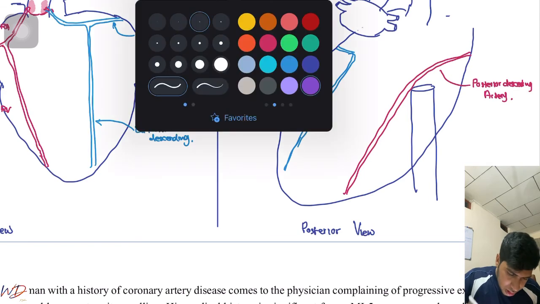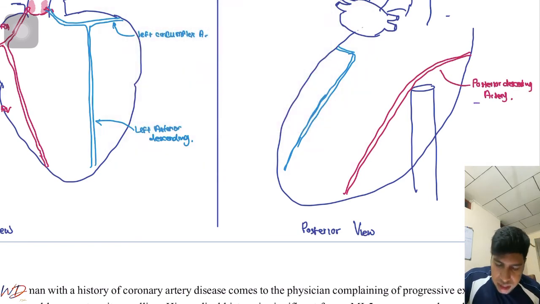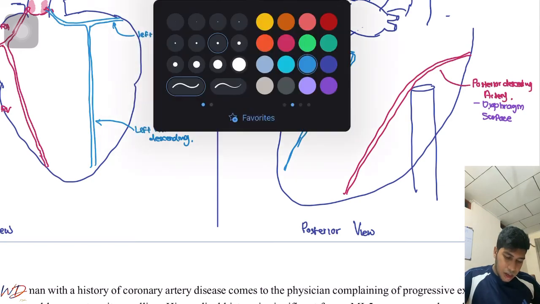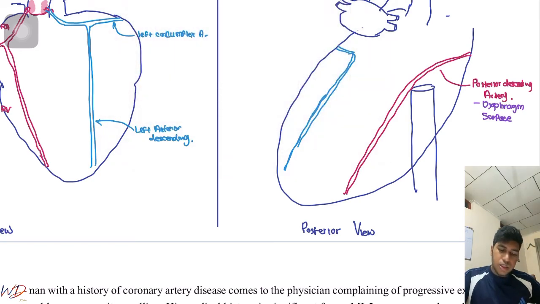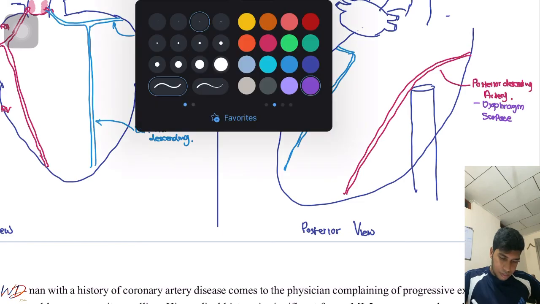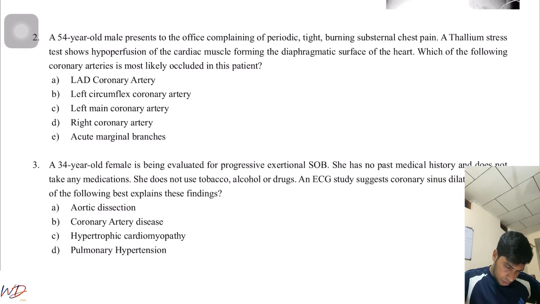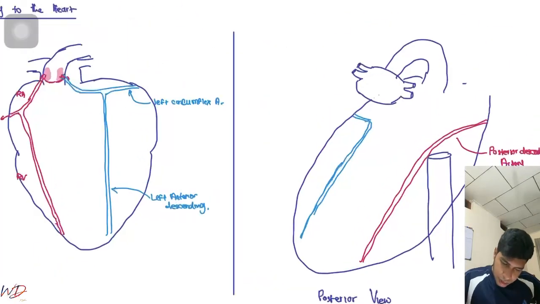What I need you to know is, this is the structure which is closest to the diaphragmatic surface of the heart. As you know, the heart will be just above the diaphragm. This will supply the region which is going to be closest to the diaphragm. We will discuss the cases here.